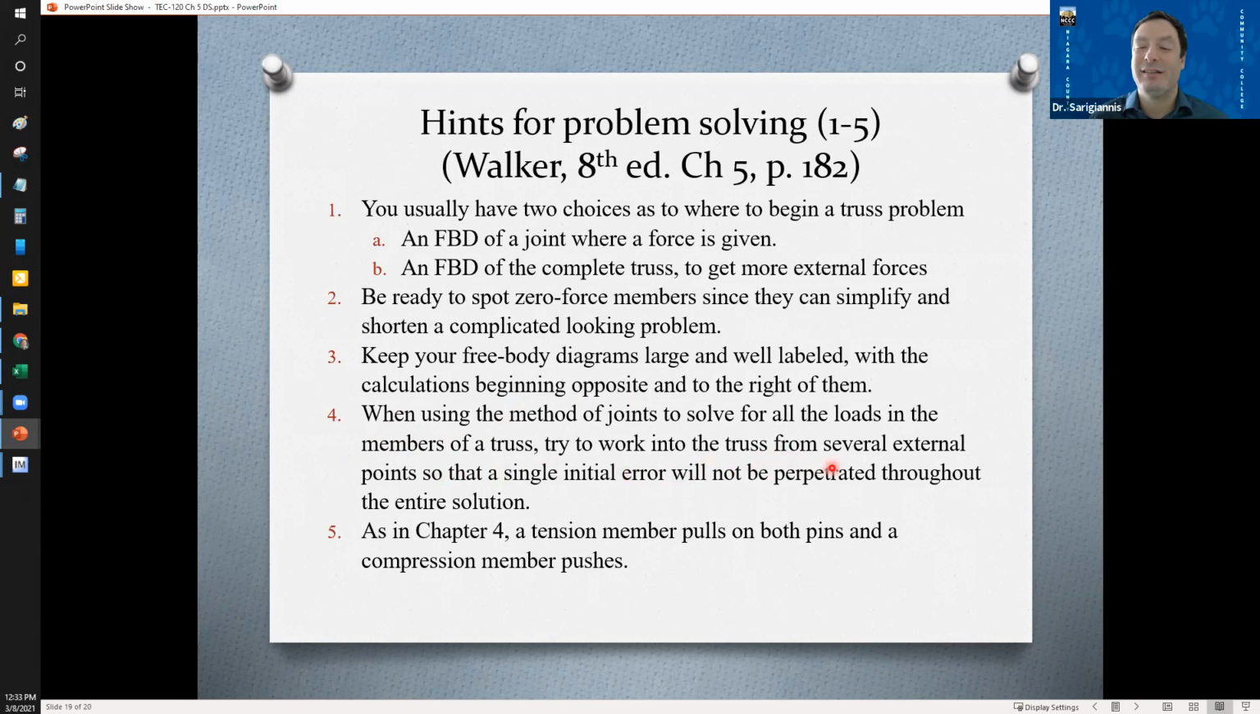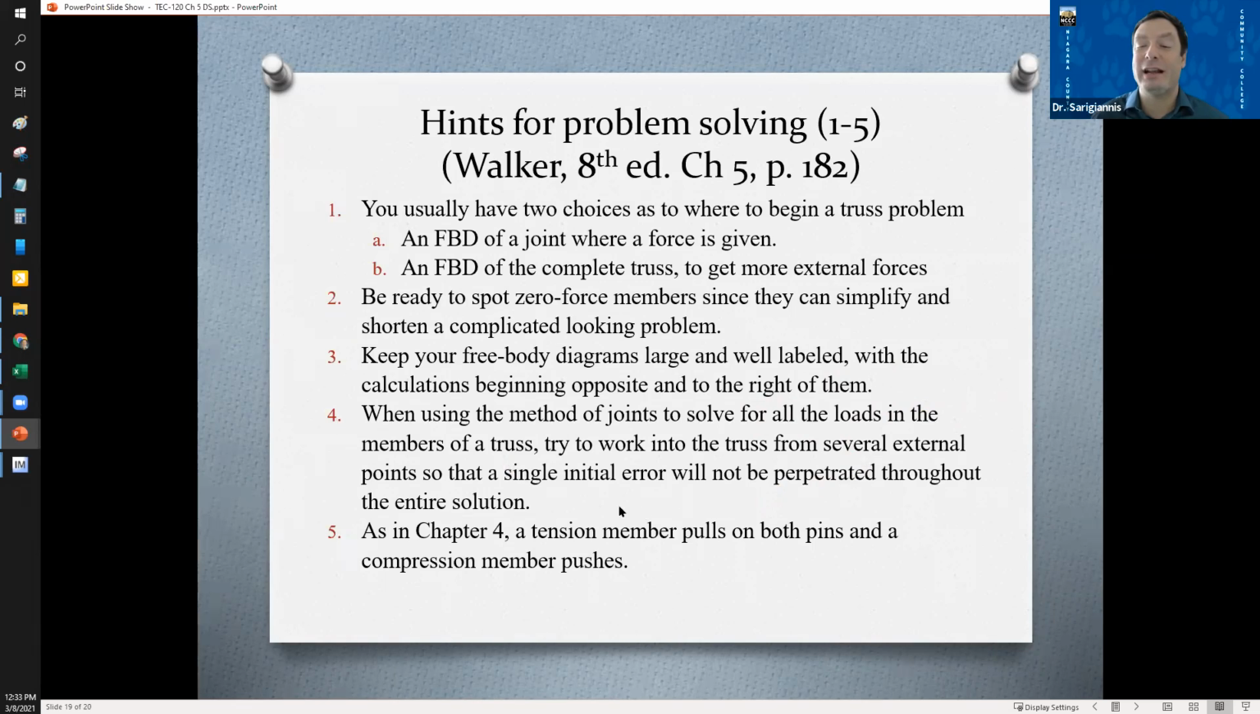And if you've got more than one external point, that's useful because now you can say, okay, I'm going to work from, say, the right side, and I'm going to find some of these forces. Now I'm going to work from the left side. I'm going to find some of these other forces, right? Ultimately, everything should match, right? If they don't, then you have an error in one of your set of calculations, and you need to go back and look through it.